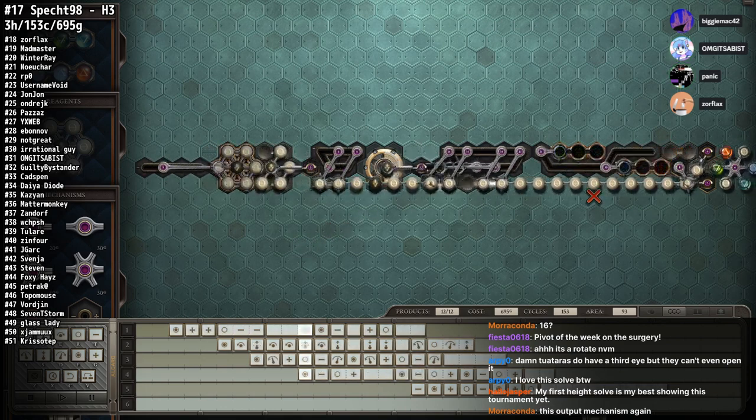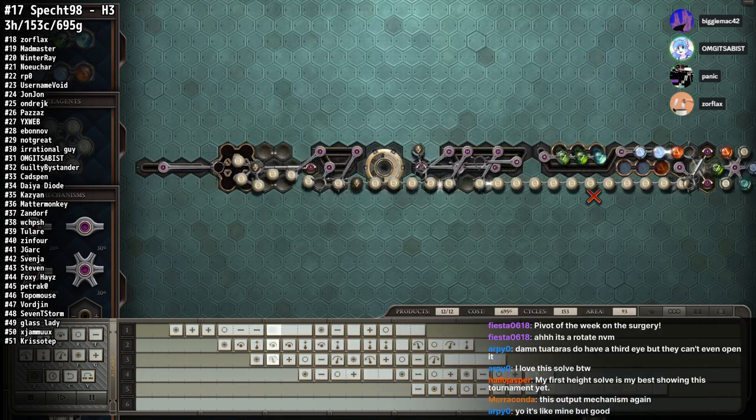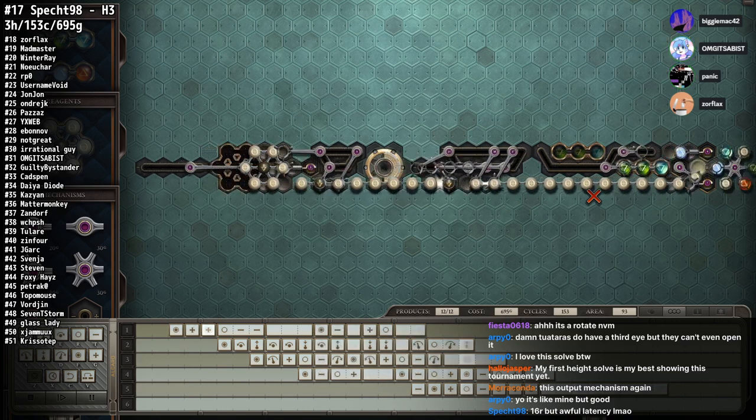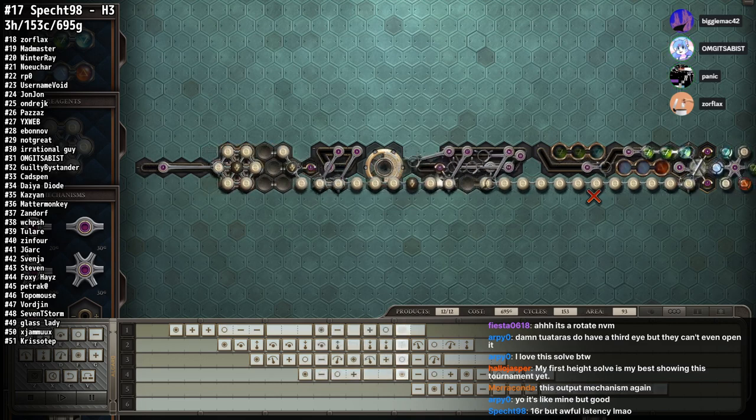Yeah. Style points. Oh, it doesn't even. It can drop early. Yeah. Just doesn't. 16R, but awful latency. Nice. Yeah.